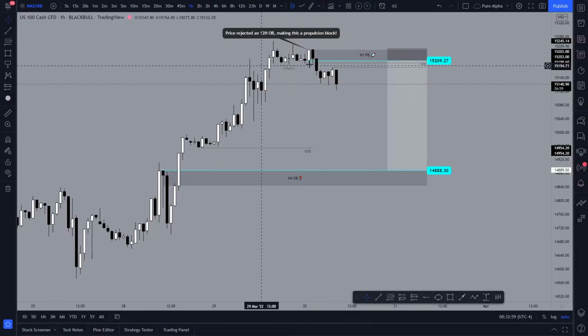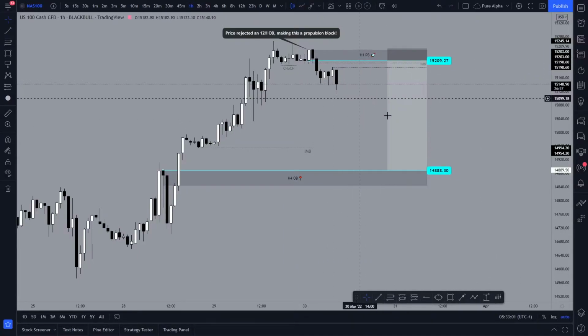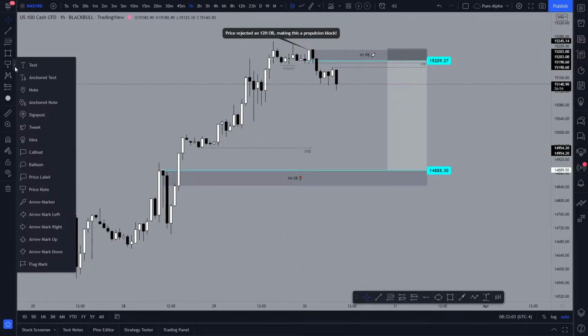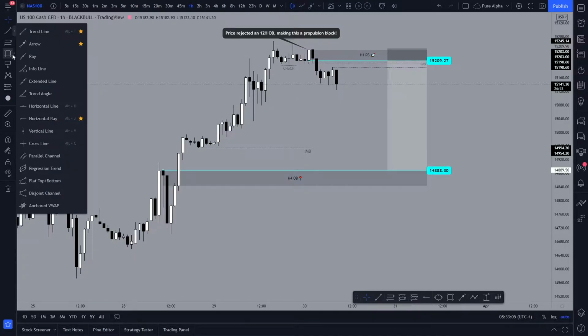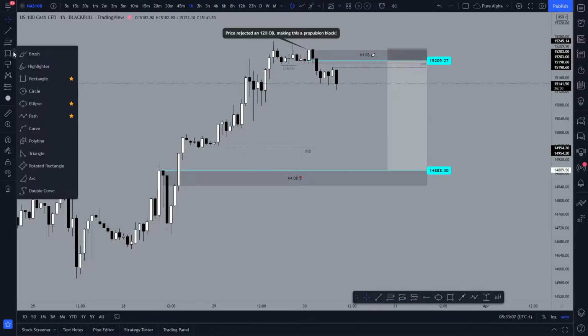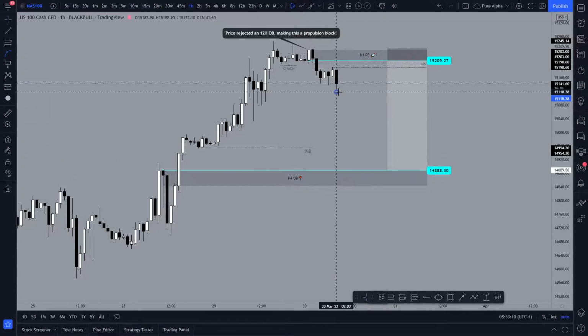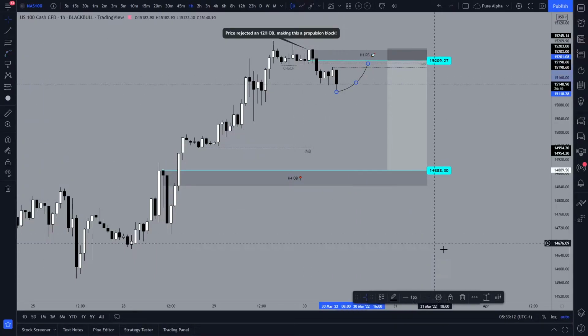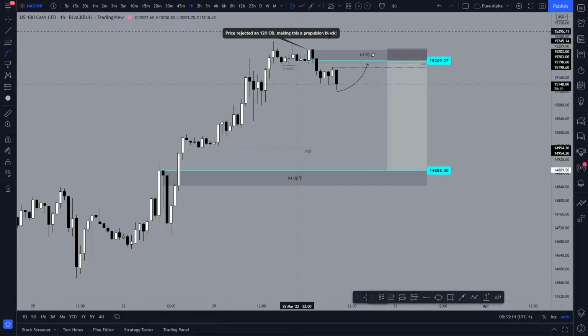But yeah, we also have the imbalance here. So there's a lot of incentive with the way I trade, that I believe price is actually going to go up a little bit more, grab this, and then proceed to go down towards the intended direction.